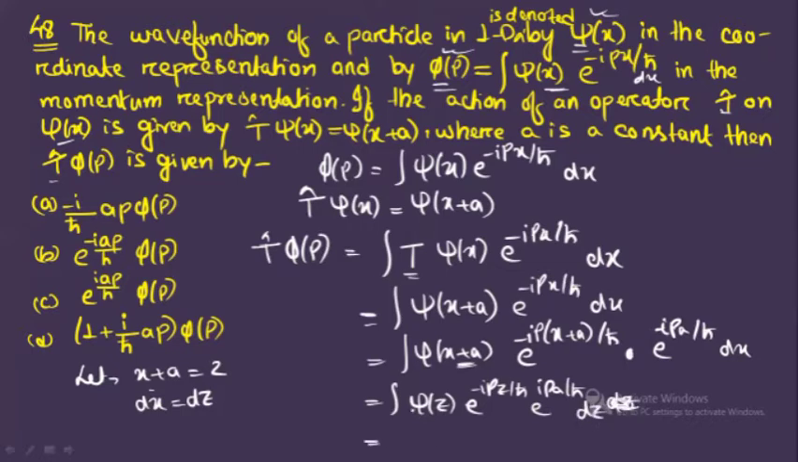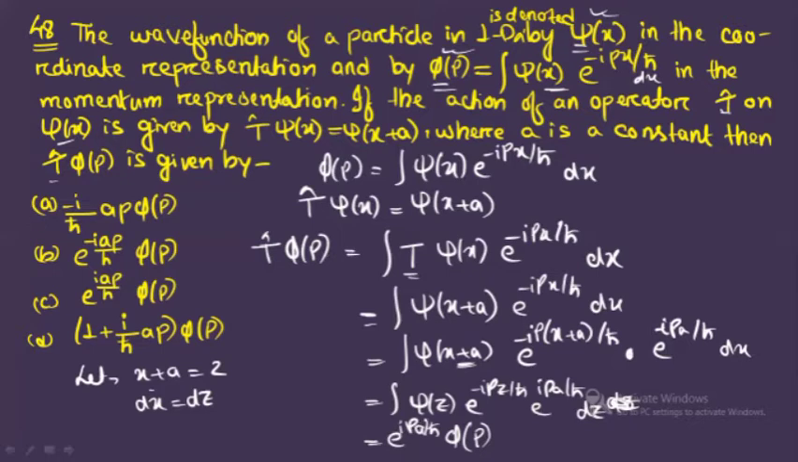Clear? So if you see here, this integration of psi(z) e to the power minus i p z by h cut dz can be written as phi(p), right? Because it resembles the momentum representation of the wave function. So this is phi(p), and I keep e to the power i p a by h cut as it is. So this is the value when this operator has its action on phi(p).